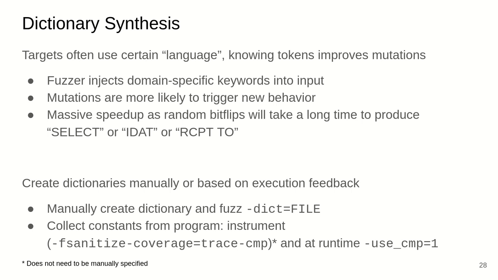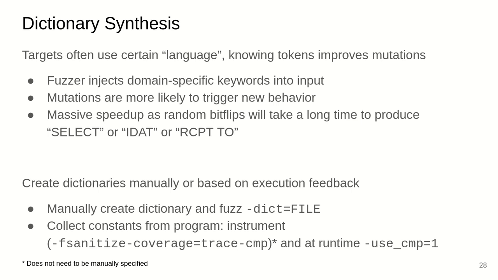Dictionary synthesis, right? Many targets speak a given language, so knowing the tokens will actually improve the mutation, and the fuzzer can then inject domain-specific keywords into the input. So you're giving the fuzzer additional power to create reasonable inputs by speaking the target language. The mutations are then more likely to trigger new behavior. This gives you a massive speedup, as random bit flips will take quite a while to produce specific keywords, and you can simply insert the keyword as needed.